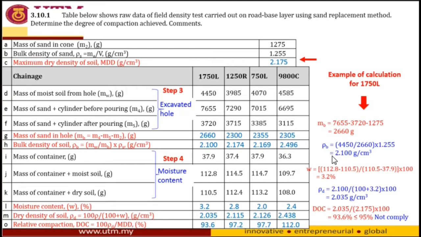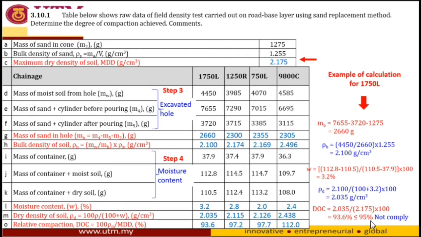2,660 grams. Then, calculate the bulk density of soil using the given formula in the slide, and you will get the value of 2.1. Please double-check the calculation while listening to this video. And then, step 4 is to calculate the moisture content, and for chainage 1750L, the moisture content is 3.2%. And then the dry density of the soil is 2.035.